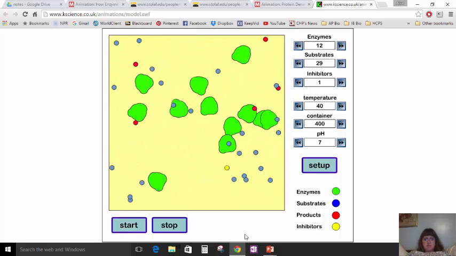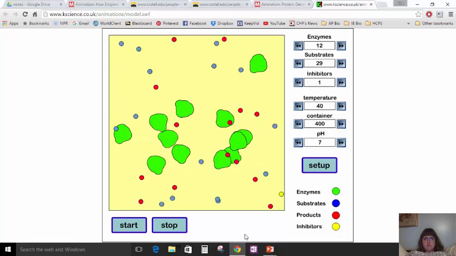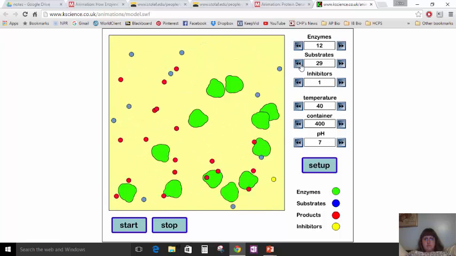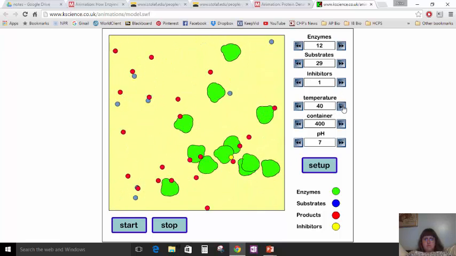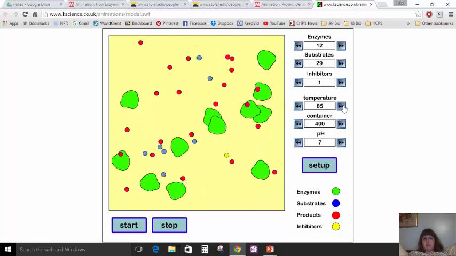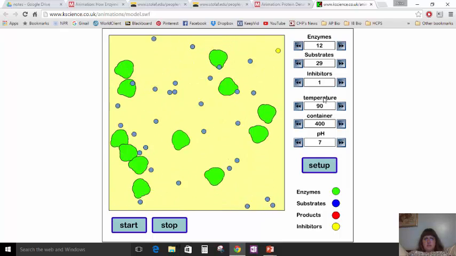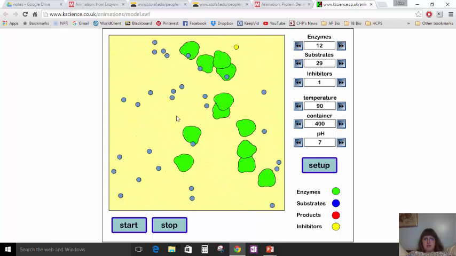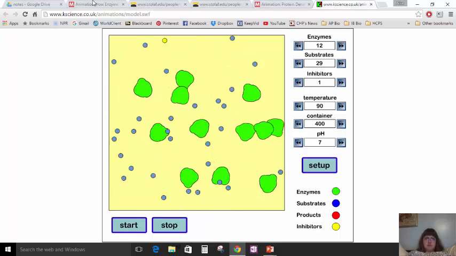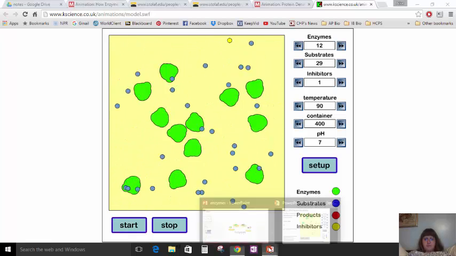So what would happen if you took the temperature way up? This is really neat, you can kind of play it around. See, I'm not getting any products. Why would I not be getting any products? So, things to think about.